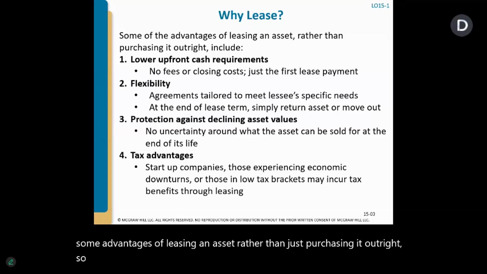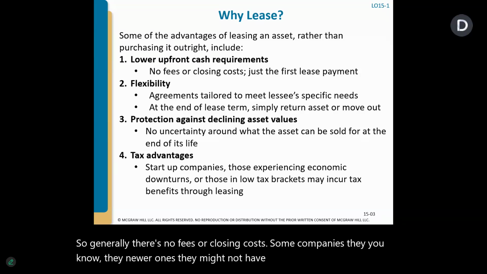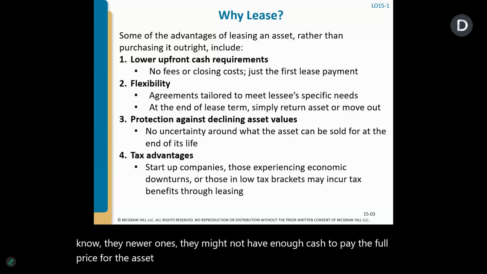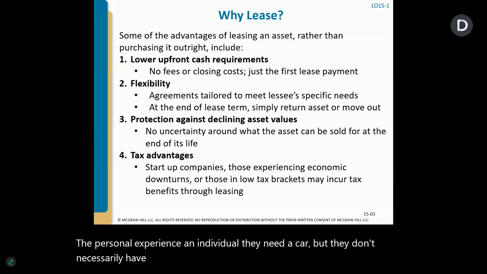So some of those advantages include lower upfront cost, cash requirements. So generally there's no fees or closing costs. Some companies, newer ones, might not have enough cash to pay the full price for the asset, right? So if we go back to the personal experience, an individual needs a car, but they don't necessarily have the money to finance it. And leasing provides a cheaper option.